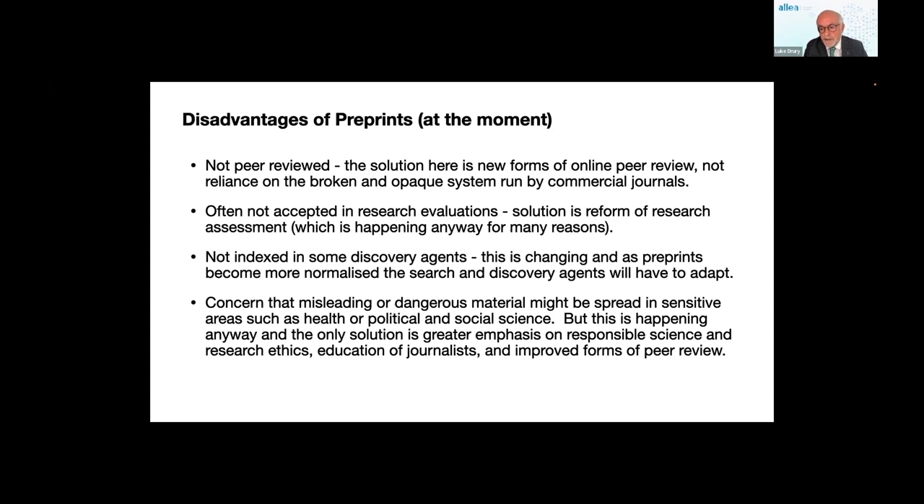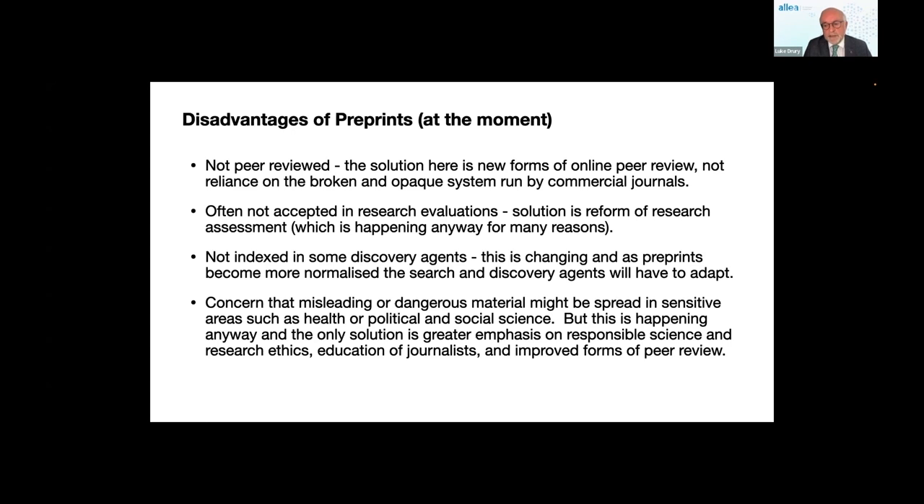In my view, the only solution is to put greater emphasis on the responsibility of scientists to respect principles of responsible science, research ethics. We need to educate journalists also that just because something has appeared in what claims to be a peer-reviewed journal doesn't mean that it's absolute truth. The journalists need to be more critical, and we need much better peer review.